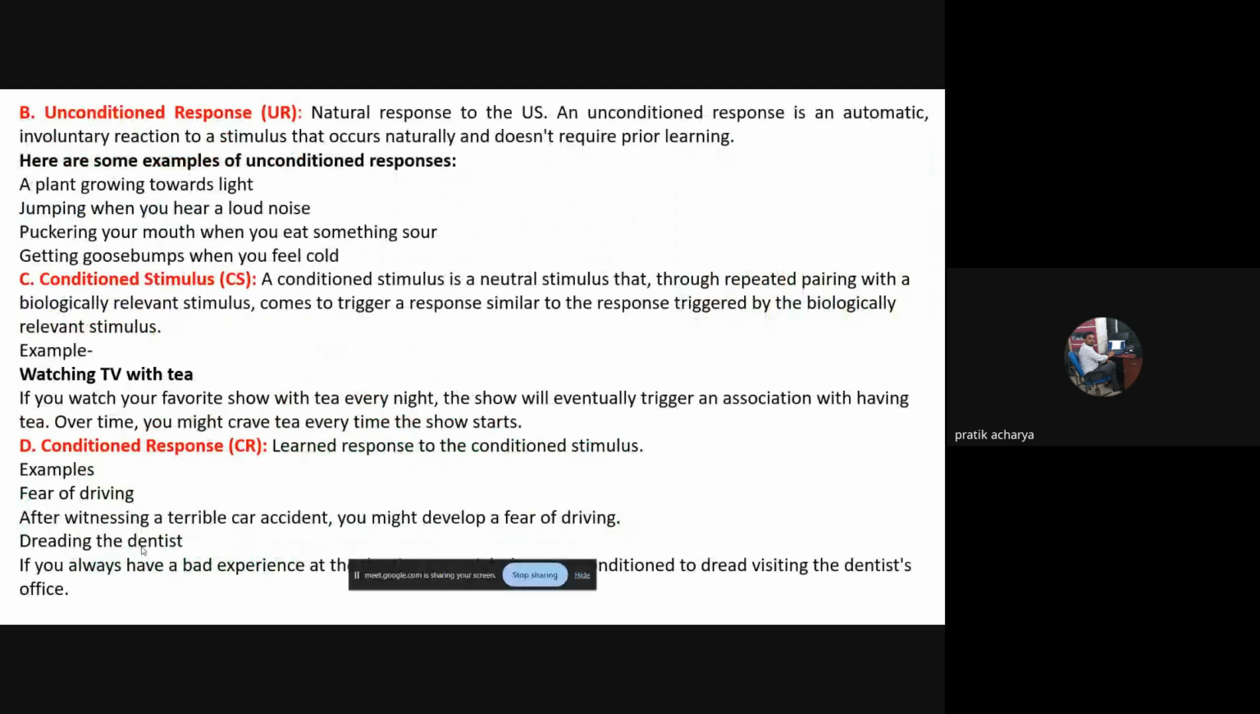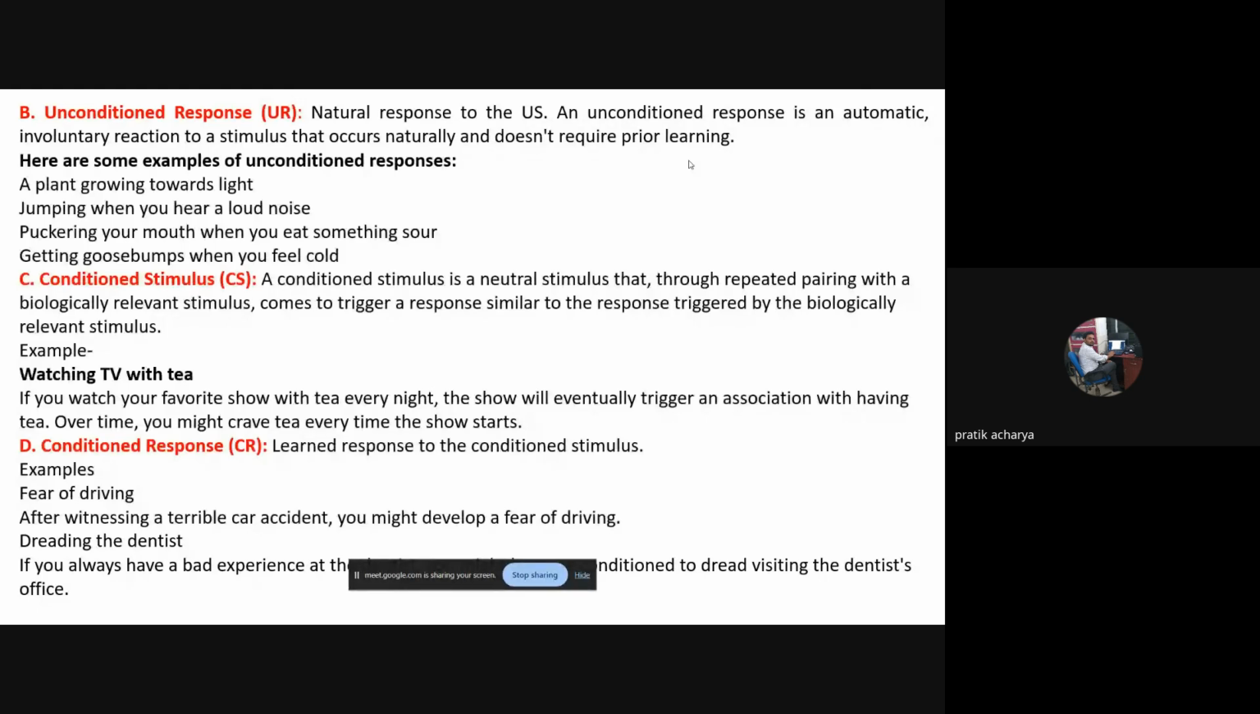And for that unconditioned stimulus, there is an unconditioned response. That means a natural response to that unconditioned stimulus. An unconditioned response is an automatic, involuntary reaction to a stimulus that occurs naturally and does not require prior learning. That means if you get onion vapor, you start tearing. That is the unconditioned reflex. That stimulus is there, that is for all.